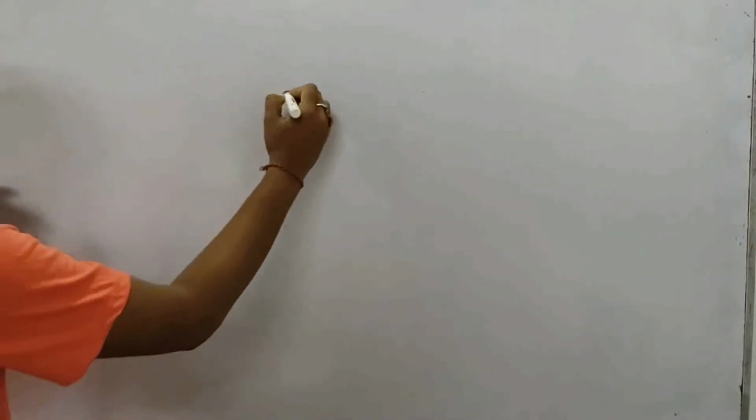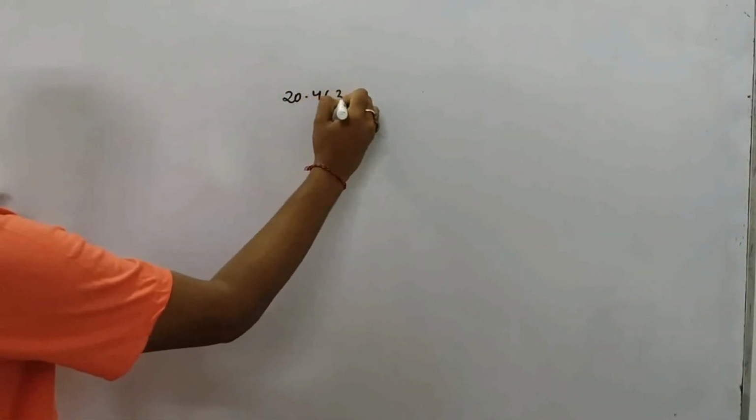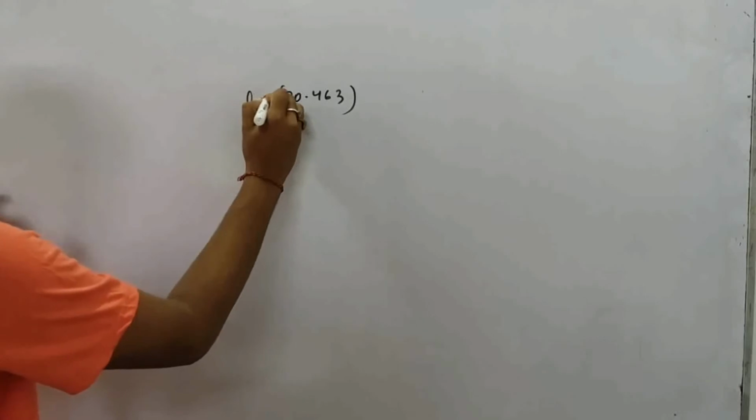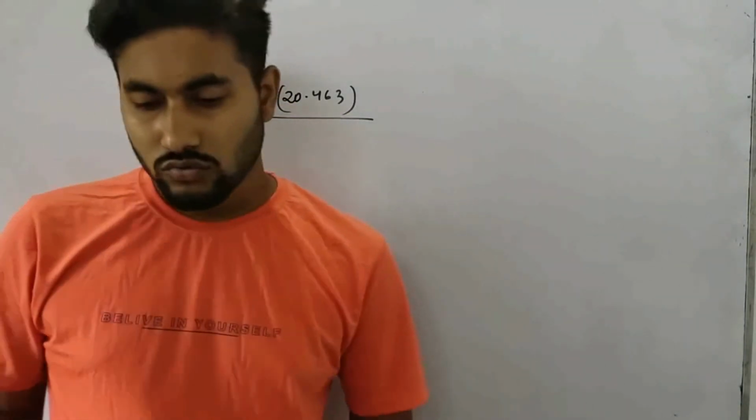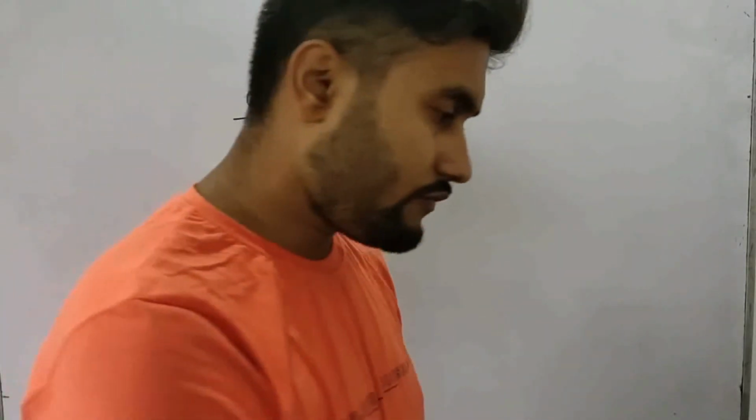Okay, so in the second exercise we will be discussing about logarithm and anti-logarithm, okay? So logarithm we have found out, but now we are going to find the value of the logarithm of such numbers, say 20.463. So let us see how to find this type of values.